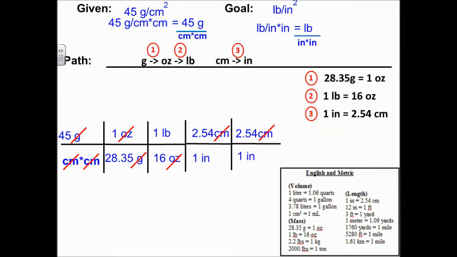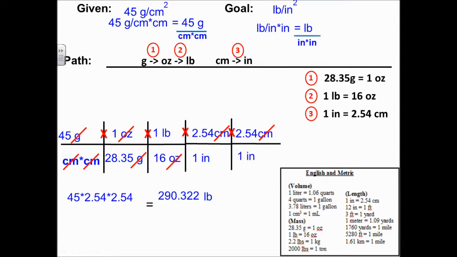So we're going to take everything on top and multiply it. So 45 times 1 times 1 times 2.54 times 2.54. I'm not even going to write the ones this time. Multiplying by 1 doesn't do anything. Well, 45 times 2.54 times 2.54 should get you an answer of 290.322. And the units that are left on top are pounds.